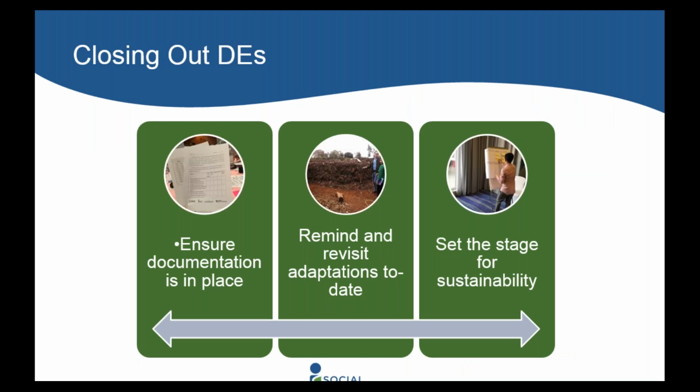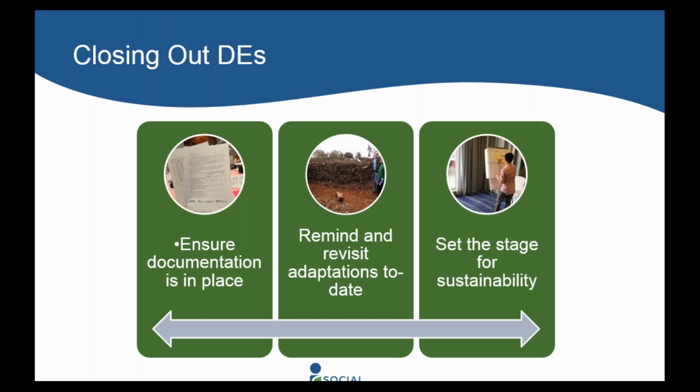Now, closing out developmental evaluations, we're still pretty new to this. So our practical guidance, I don't think, is as well fleshed out as some of the other ones. But what we're finding is that there are a couple of key elements when we're closing out a developmental evaluation. The first is really ensuring that you have your documentation in place, so that users can go back, see what changes were made, and understand why decisions were made, so they don't reinvent the wheel as they go forward.